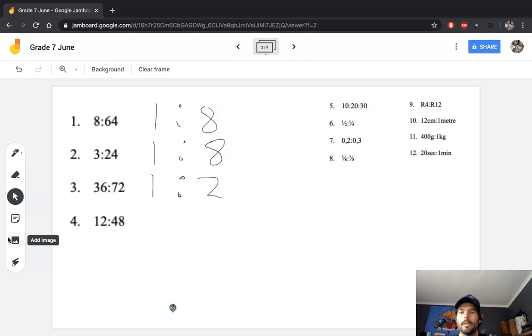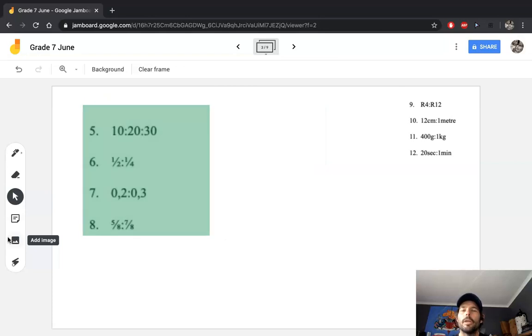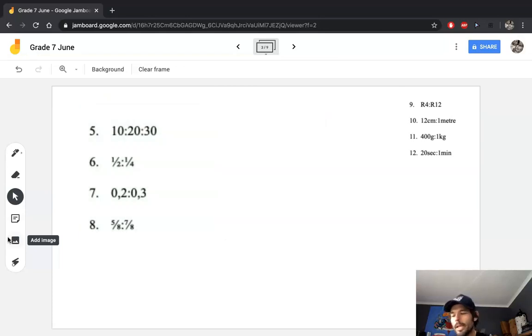12 is to 48. Can you recognize that 12 and 48 are both in the 12 times table? 12 goes into 12 once and into 48 4 times. So that's your answer for the first 4. I'm just going to create a bit of space and get rid of this. And let's go to 5. These are questions number 5 to 8. Here we've got 3 numbers in our ratio. You should recognize that all 3 numbers are in the 10 times table.